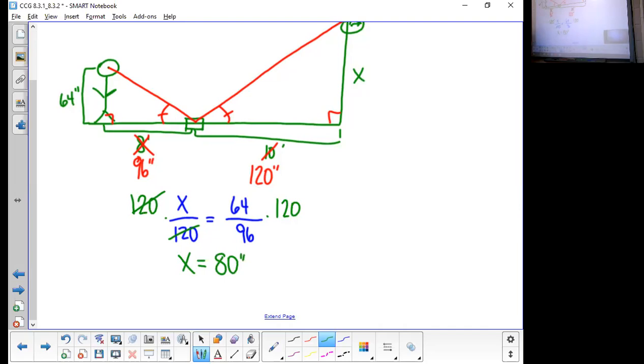How high would that be in feet? How would I change that to feet? What would I do? 6 feet and 2 inches. Or 6 feet and 8 inches. Okay, so it would be 6.6 repeating, is that what it is? Okay. So 6.6 repeating, which means it's 6 feet, 8 inches off the ground. Okay, how do you feel about that one? Does that make sense?